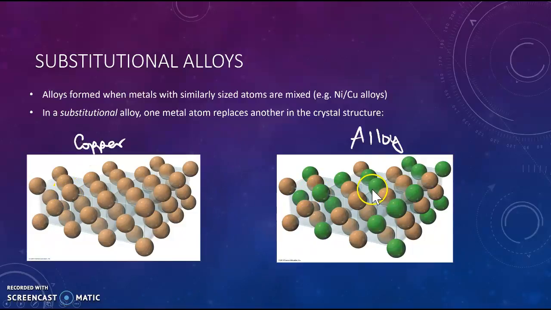So this nickel can just replace the copper. Very often you have varying ratios of the two, and different ratios have different properties. We know this from brass and bronze, that we can mix different proportions of metals and get different properties. So that's pretty straightforward. For a substitutional alloy, we have two metal atoms of pretty similar size, and one just replaces the other in the crystal structure.